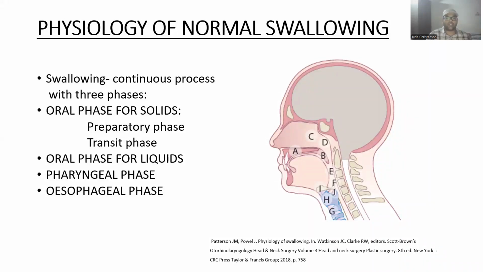The oral phase is the process that happens inside the mouth, the oral cavity. For solid foods, there is initially a preparatory phase, followed by the transit phase. In the preparatory phase, for example, the solid food is chewed into small pieces and prepared so that it can be taken more posteriorly. Next, the food enters the pharynx, and then the esophagus.